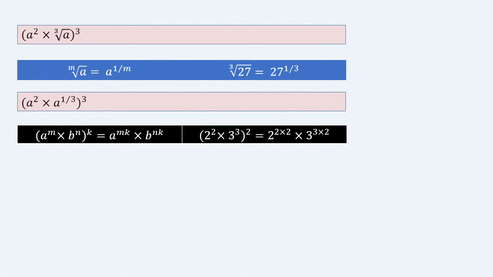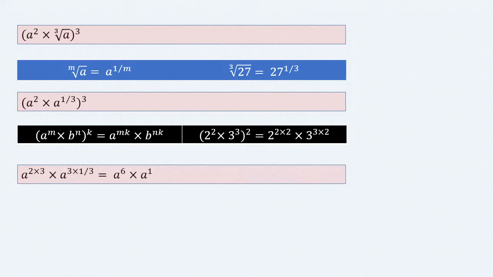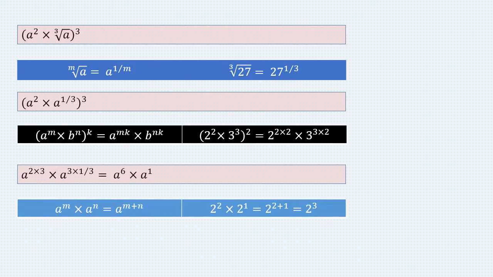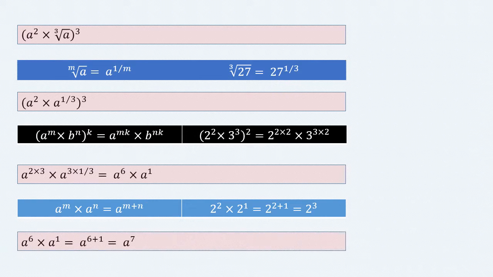Then we're going to use the rule that says that the power that is outside the bracket is multiplied by the indices of each power inside the bracket. And so a squared, when multiplied by the index outside the bracket, becomes a to the power 2 times 3, and a to the power 1/3 becomes a to the power 3 times 1 over 3. Now, if you do the multiplication, the expression becomes a to the power 6 multiplied by a to the power 1. Finally, we'll use the rule that says that if we multiply the same bases with different indices, we add these indices up. And so a to the power 6 multiplied by a to the power 1 becomes a to the power 6 plus 1, or a to the power 7, and this is the right answer.